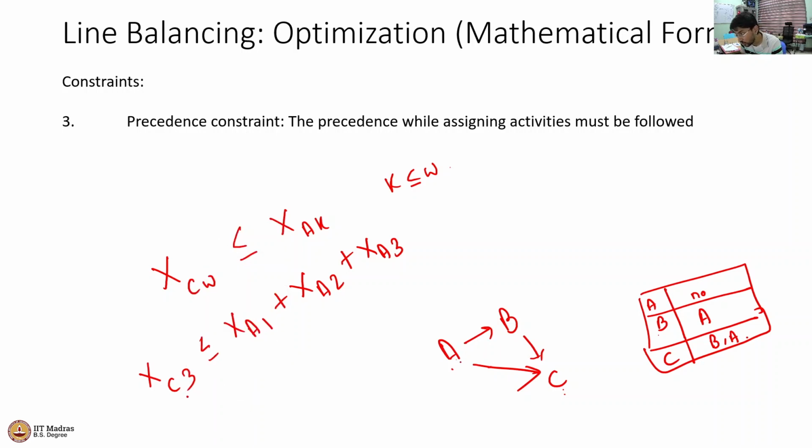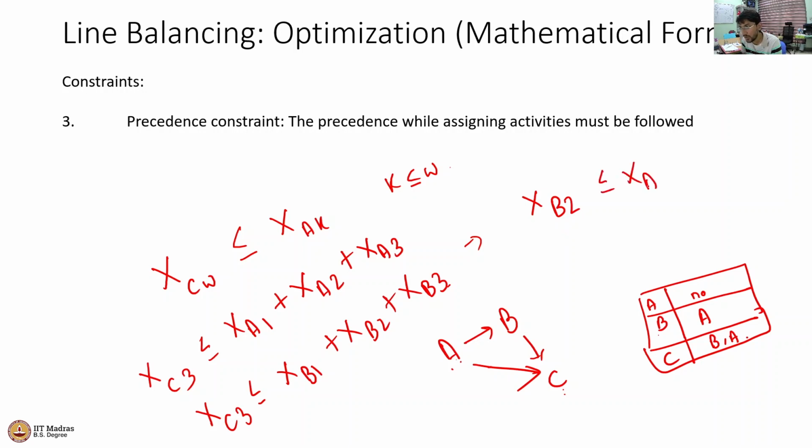Similarly, since both A and B are predecessors for C, I must also ensure that XC3 is less than or equal to XB1 plus XB2 plus XB3. So for B, if I have to have B in station number 2, for example, it must be less than or equal to XA1 plus XA2. Or if B has to be assigned in 3, then the predecessor A should have been done either in 1, 2 or 3. So this is my precedence information.